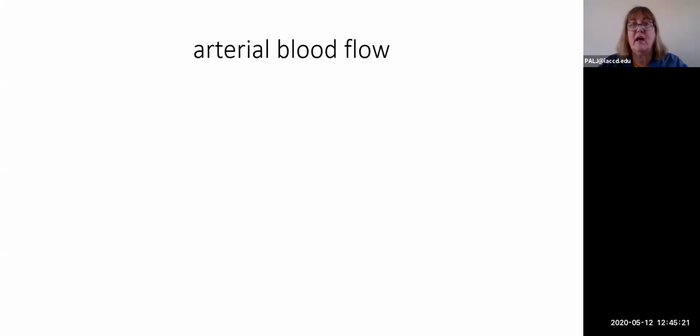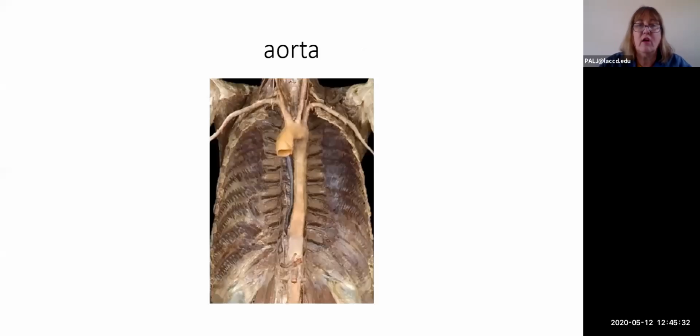So talking about arterial blood flow, we always start at the heart and work our way away from the heart because that's the direction of blood flow. So we are going to start with the aorta, which is quite a large structure and has areas of it. So from this point on, don't just be using that word aorta. You need to be talking about a specific area of the aorta.